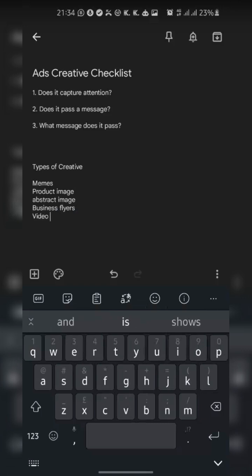Then what's it called? Just give me a sec. Okay, all right. So now the memes.